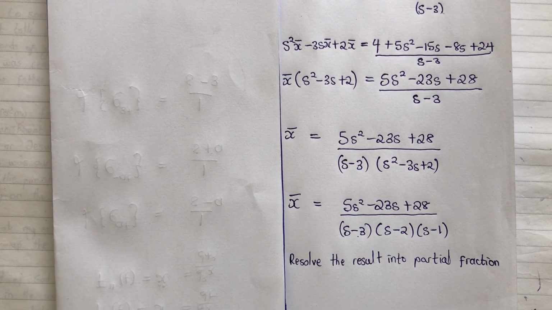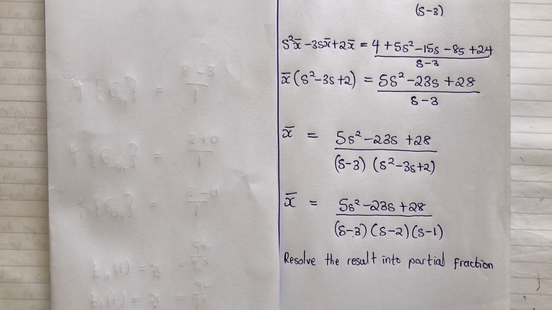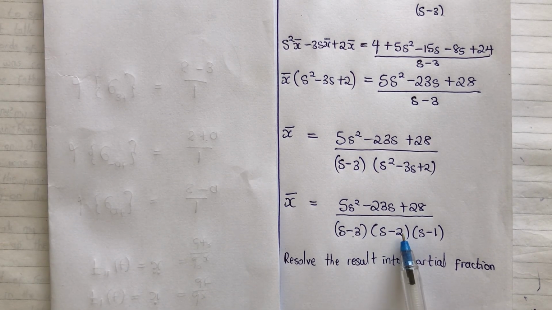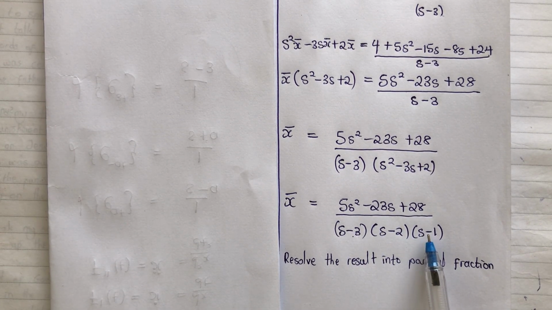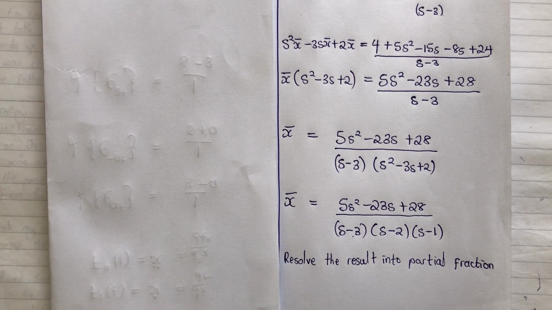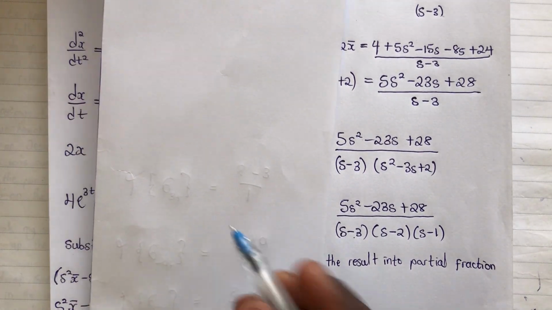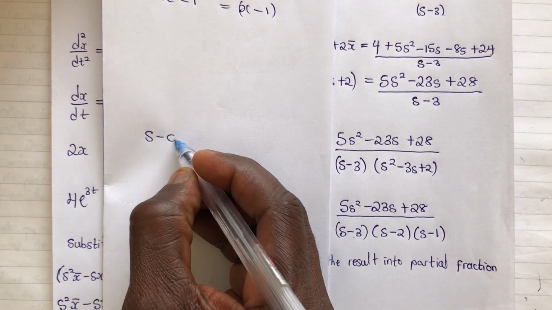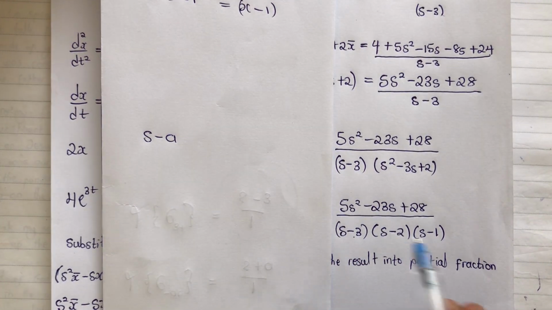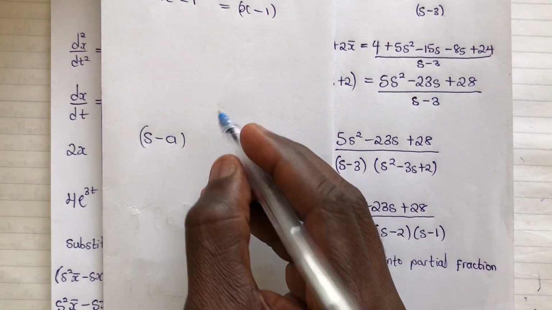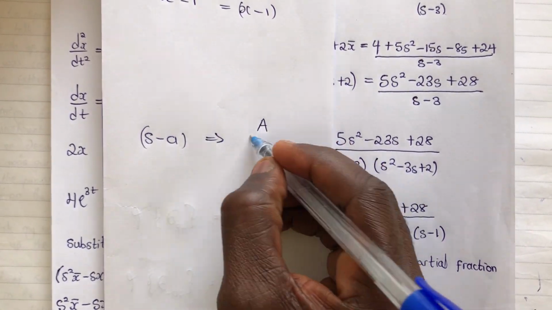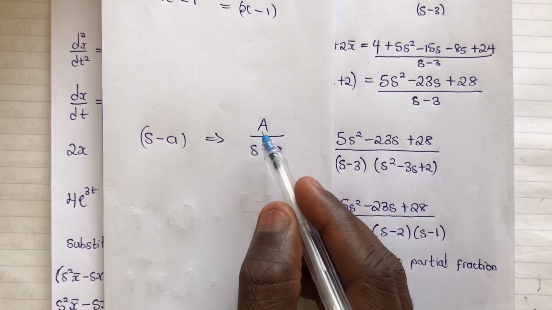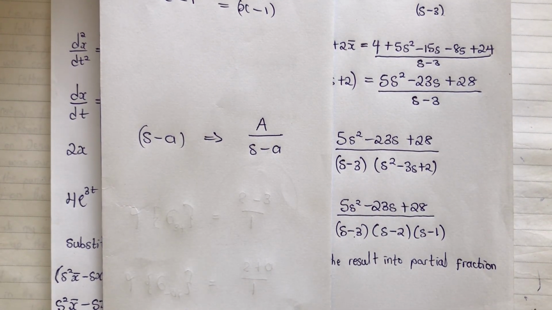Now, if you are not really familiar with partial fraction, I'll give you a brief background. s minus 3 is a linear factor, s minus 2 is a linear factor, s minus 1 is a linear factor. Okay, so partial fraction says that if we have a linear factor, let's say s minus a, let me use a to represent these variables, then in partial fraction, this becomes A over s minus a, where this capital A is a constant that needs to be determined.